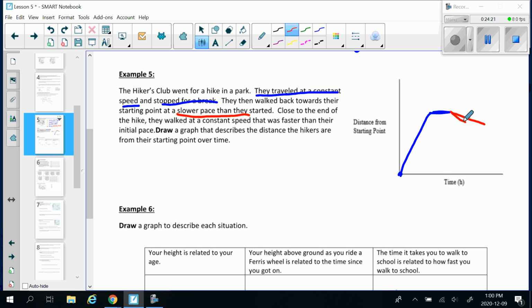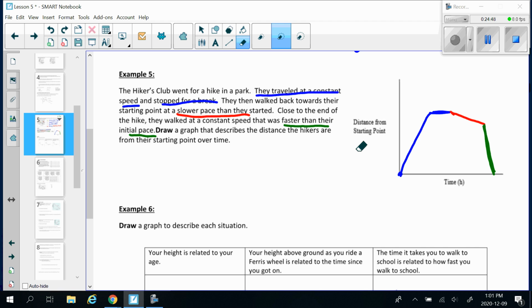But then, close to the end of the hike, they walked at a constant speed. Maybe all of a sudden they gained motivation or they realized that they had to get home faster. That was faster than their initial pace. Okay, initial pace was the blue. So if they're going home even faster than that, it better be steeper. Okay, so clearly the green piece is steeper than their initial pace, which was the blue piece. And I'll just clean up my drawing over here.